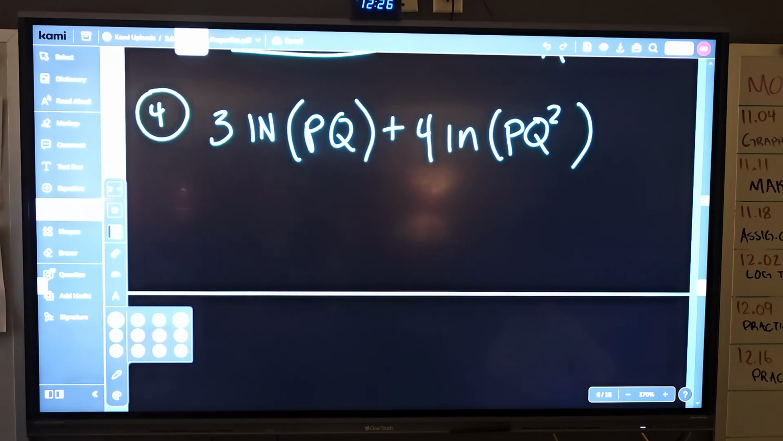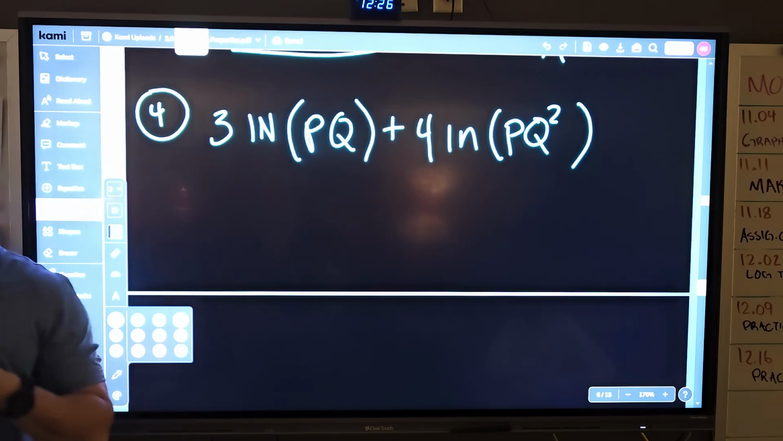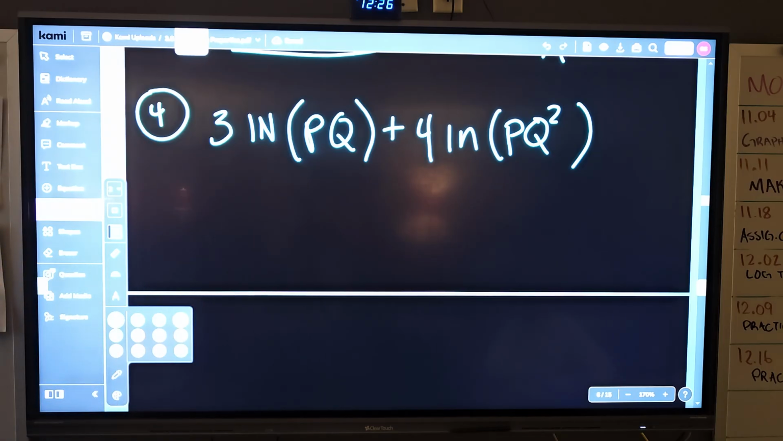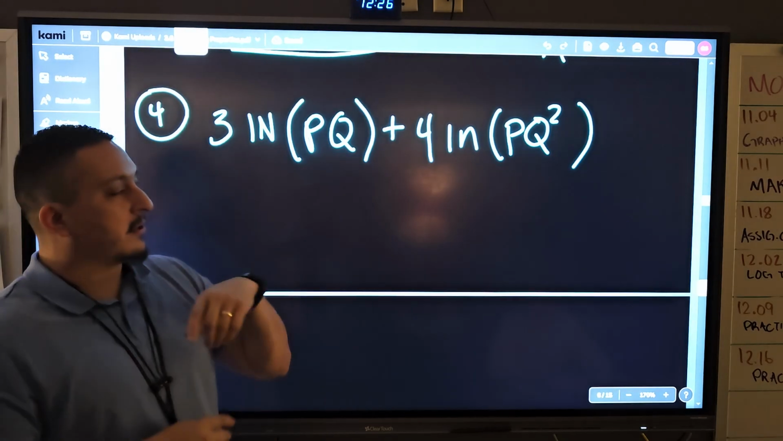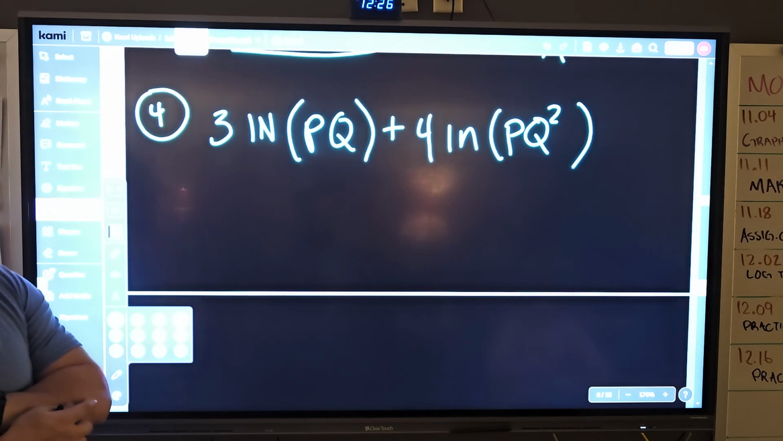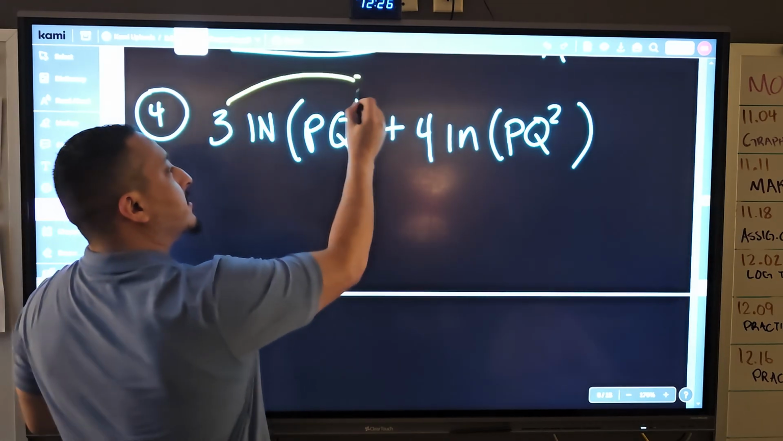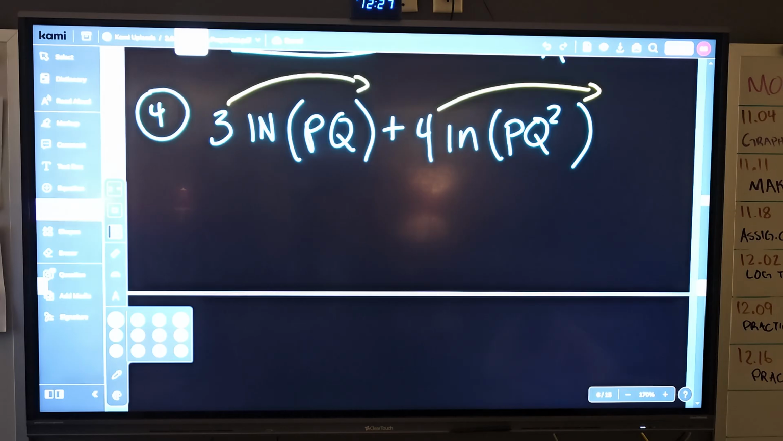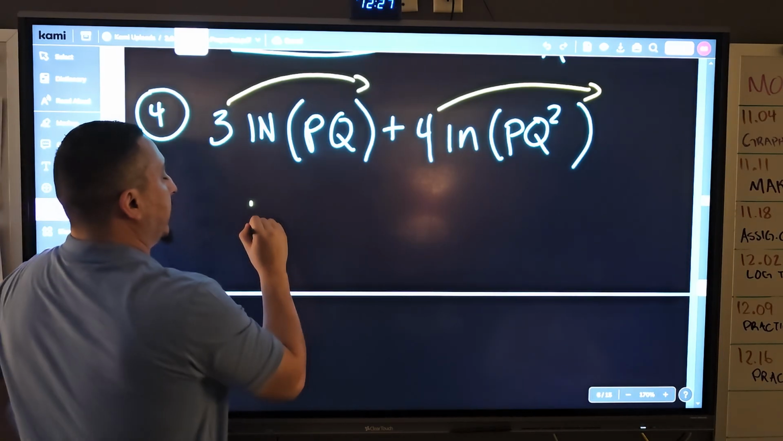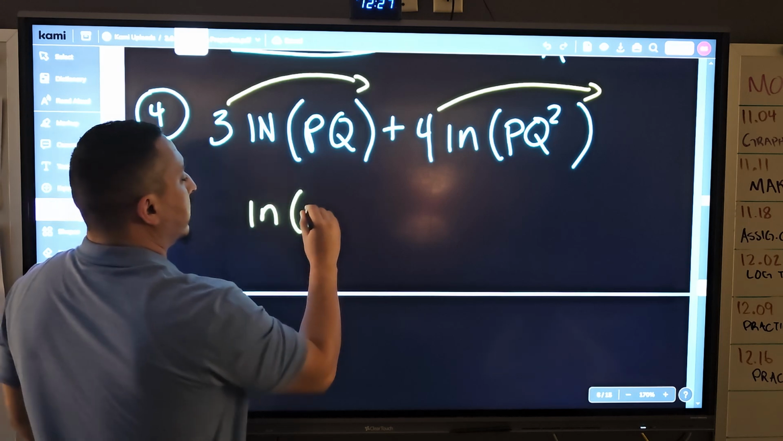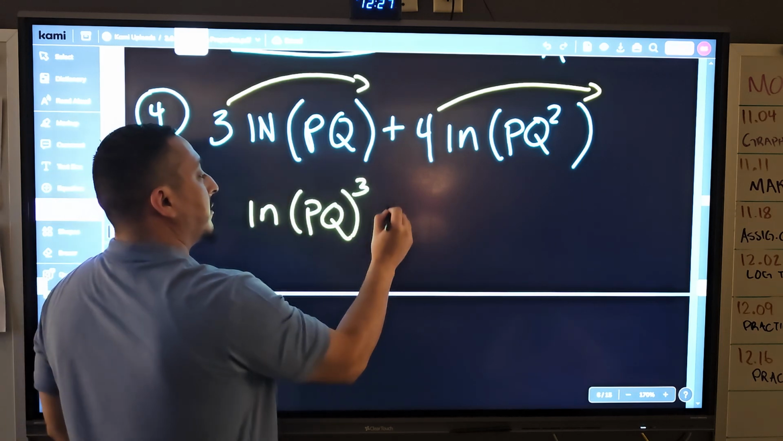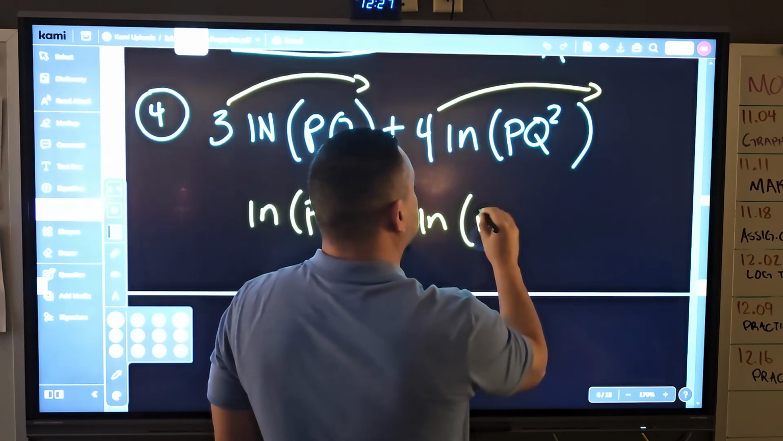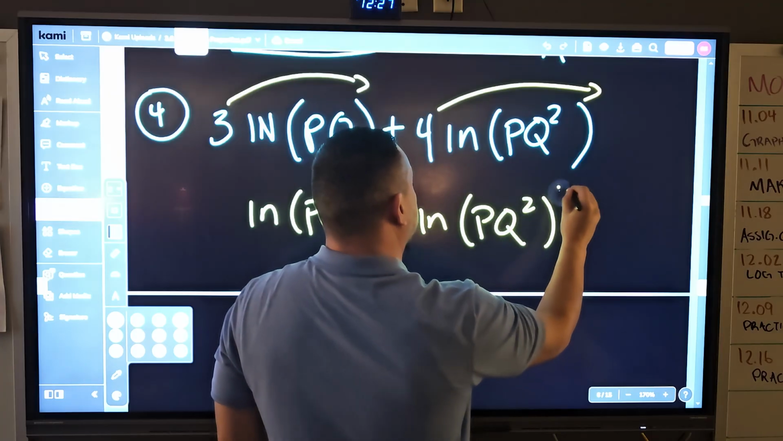So honestly, the rules, it's like the tools. You can do them in different order, okay, and they still work out. You could switch first, I think, but I usually do this first. I don't know if that's always the case or not, but if it's something you can bring up as a power, I do that first. So ln of pq to the third plus ln pq squared to the fourth.